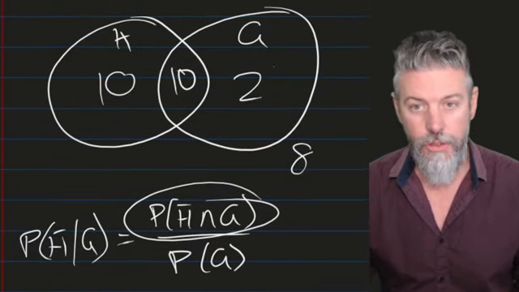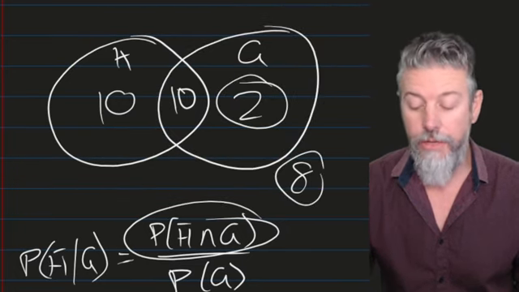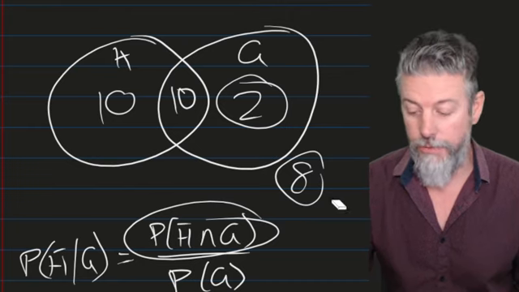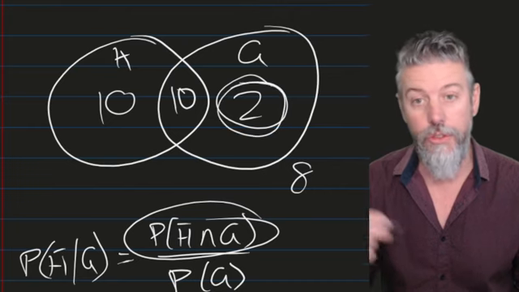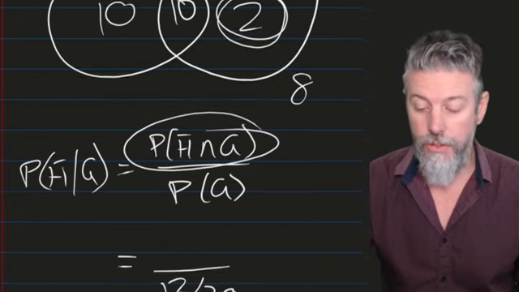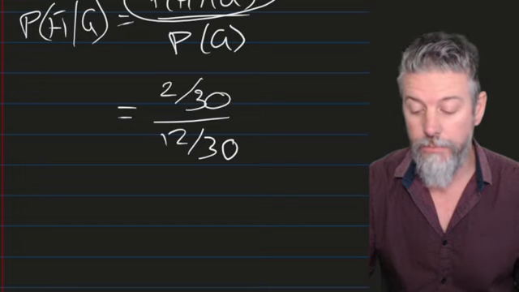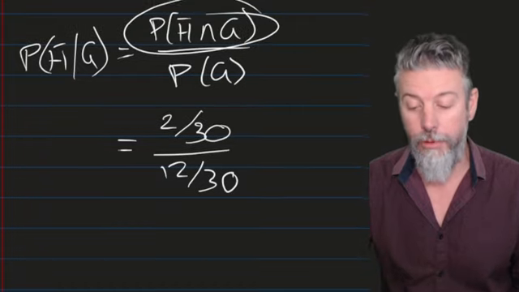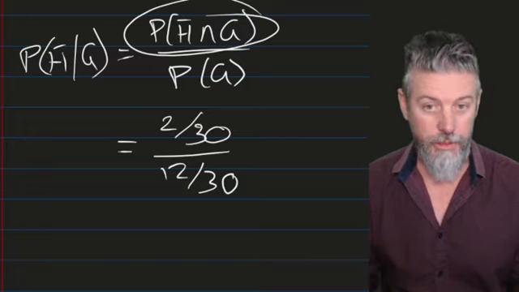So now what we need to look for is this bit, this probability of not studying history and studying geography. So students that don't study history are here, and the ones of those that study geography are just there. So there is just 2 students that don't study history and they do study geography. So that is our 2 out of 30 students. And so now we have got the probability of not history and geography over the probability of geography.